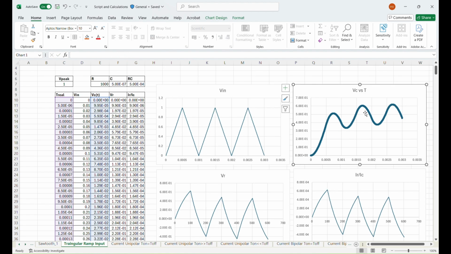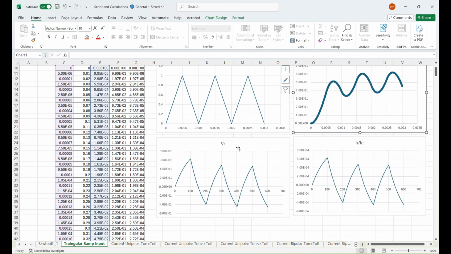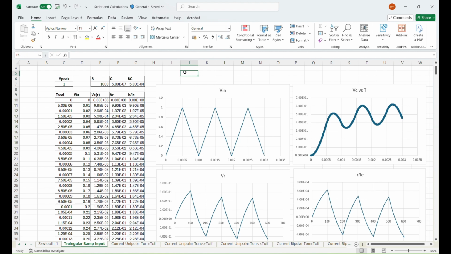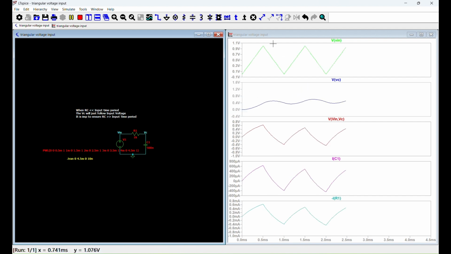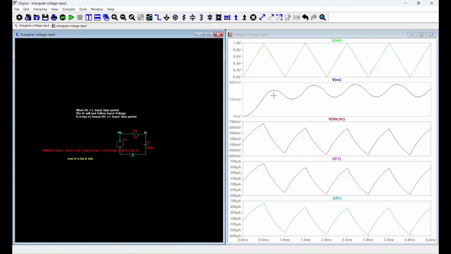Plotting the voltage across the capacitor, this is how the graph looks like. Similarly, VR and current flowing through the circuit can be seen as follows. Let's simulate this and check. Now on simulating this, we can see that this is the input that we are feeding to the RC circuit, and the voltage across the capacitor looks like this. This is the voltage across the resistor, and current flowing through the circuit will be the same since R and C are in series.